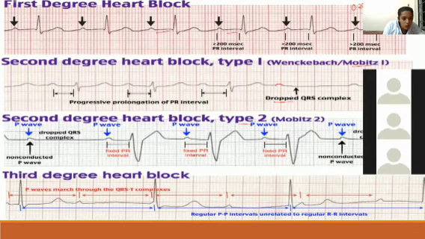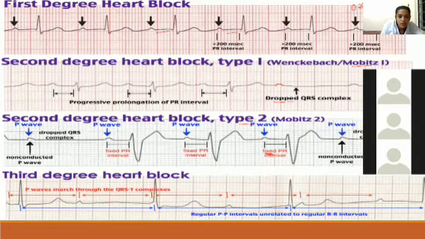One P wave won't conduct, but the PR interval is fixed here. You can see between every P and QRS, there is a fixed PR interval. But somewhere the P wave won't conduct. So we can't say where it will conduct and where it won't conduct.